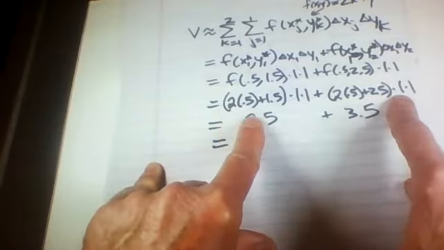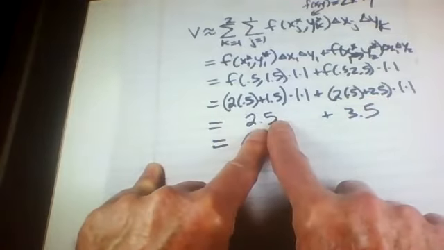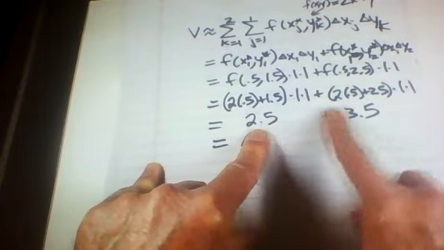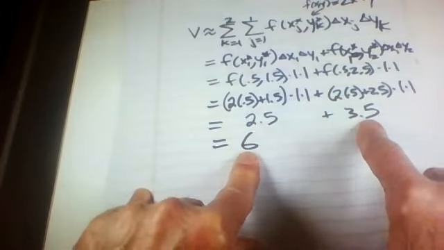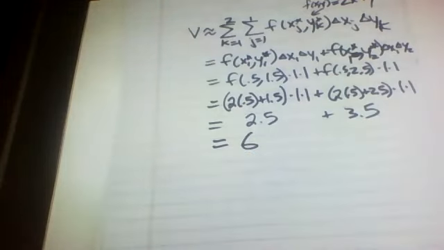There it is. You just have to grind those numbers. You get 2.5 for this one, right? 1 plus 1.5 is 2.5. 1 plus 2.5 is 3.5. The volume estimate comes out to be 6. So there's the estimated volume under the plane using 2 rectangular boxes and their midpoints to take the height up to the plane above.